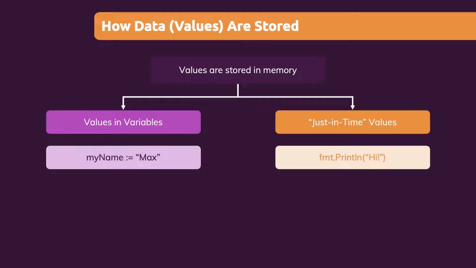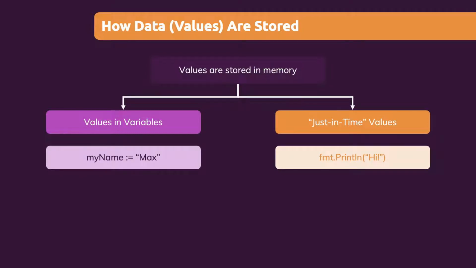So for example, if we create a string in the println function call and we don't store that string in any variable. We only use it once, but still, this string is a value, and it is being stored in memory therefore. Now there is a difference between those two cases though.